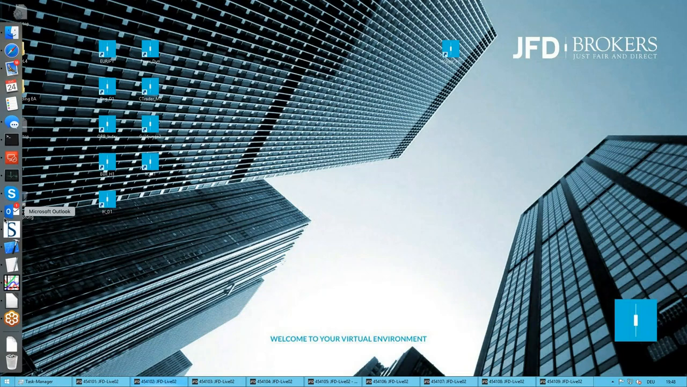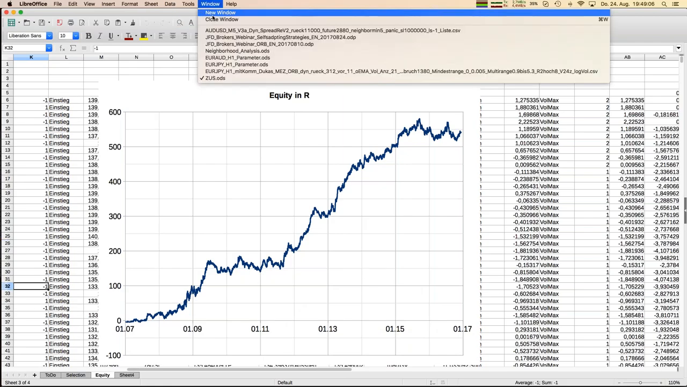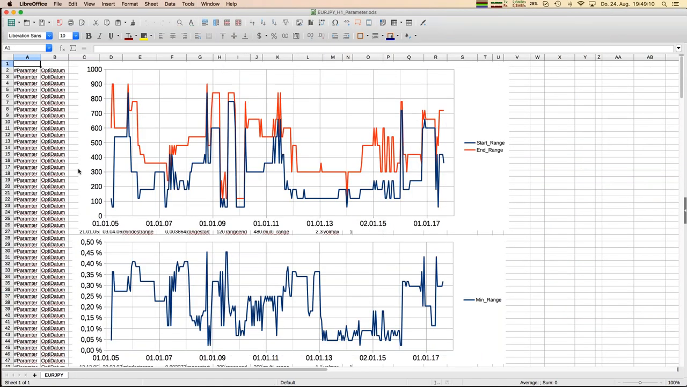But it's a perfect strategy, I can tell you. And parameters, and how they change. Let's have a look, for example, at euro Japanese yen. And now, don't be crazy about those charts. I will introduce you and then you will understand everything here. We are looking here at about 12 years of history. And in the first graph, what you see here are two lines: the start time of the range and the end time of the range.